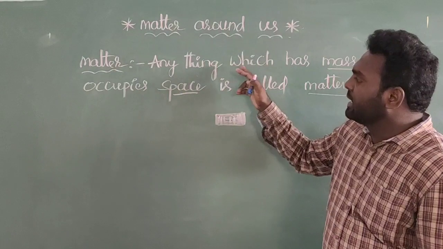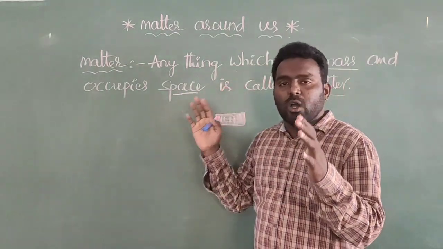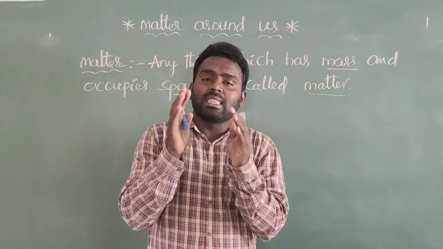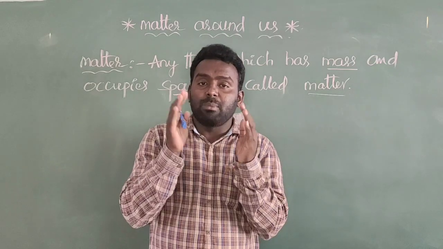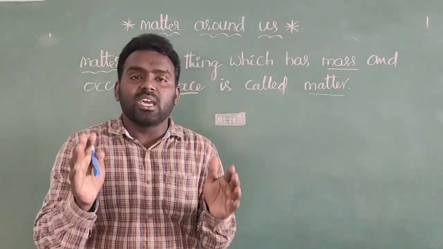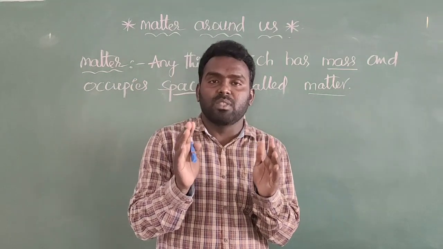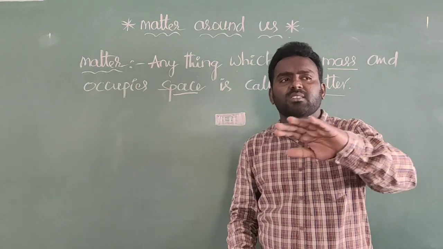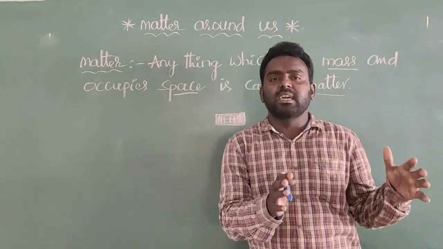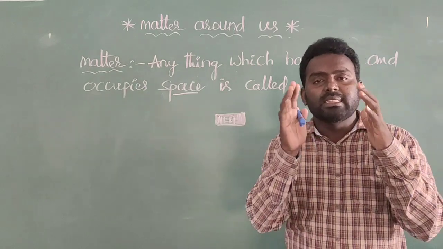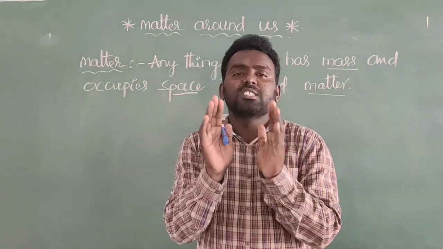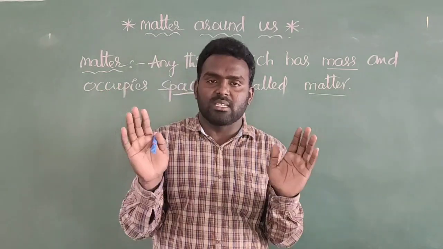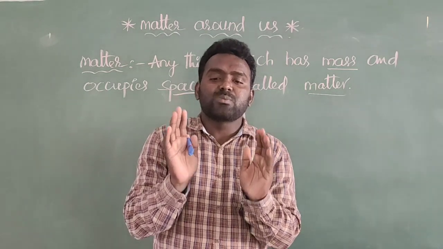So anything which has mass in our surroundings: if you observe any material, that material contains a particular weight and occupies a particular space in nature. Therefore those materials are called examples of matter. That is why I am using the word anything. In our surroundings, any material contains weight and occupies space. That's why I say anything which has mass and occupies space is called matter.